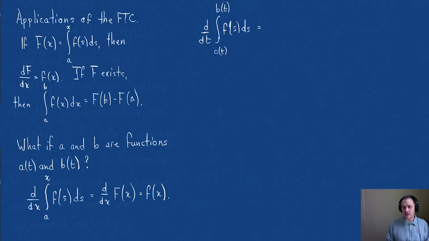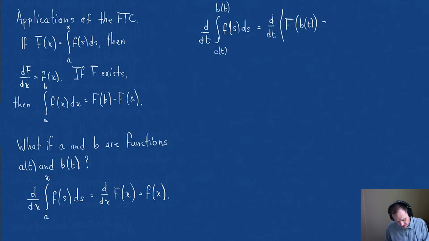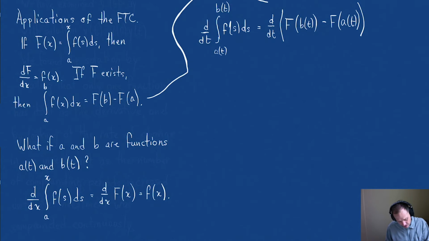Well, in this case, we're going to take the derivative, but before we can do that, we're going to create a function. So this becomes the derivative with respect to t of capital F of b of t minus capital F of a of t. It's a lot to keep track of. We're using the second statement of the fundamental theorem of calculus.